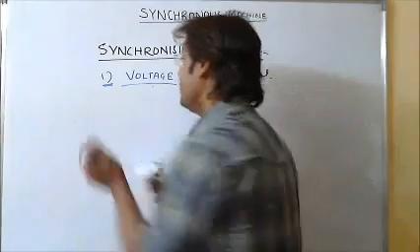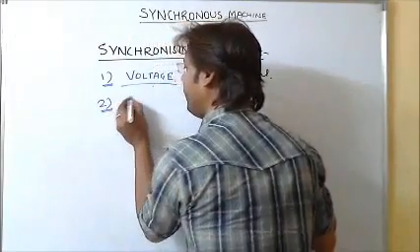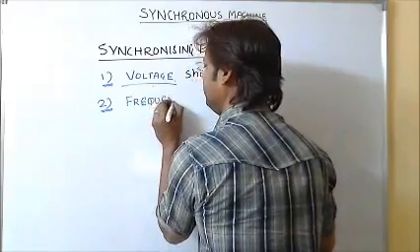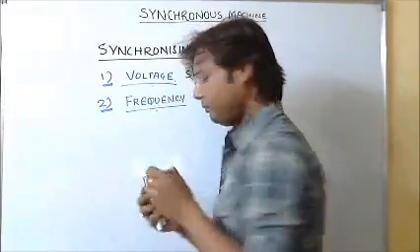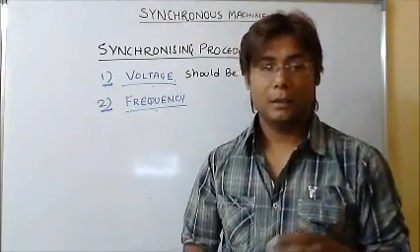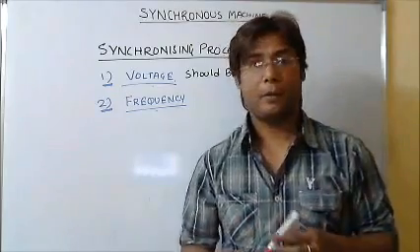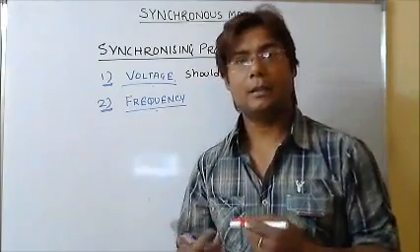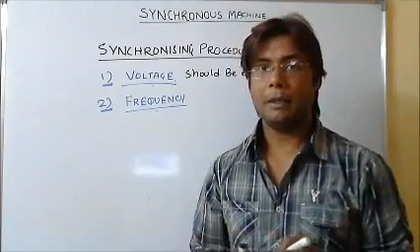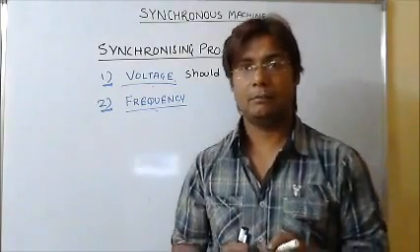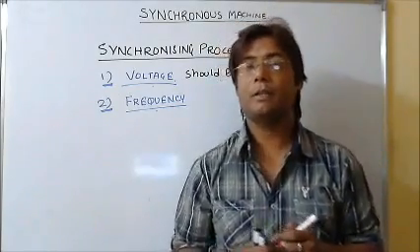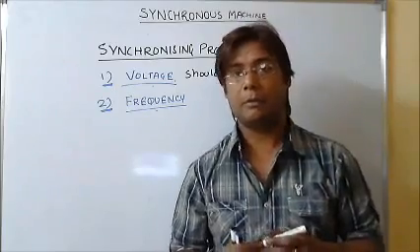The second thing is the frequency. The frequency of the generator must be equal to that of the bus bar, because if there is a difference in the frequency of the incoming generator, then there may be a circulating current and there will be a problem with the synchronizing procedure. So the frequency of the incoming generator should be equal to that of the bus bar.